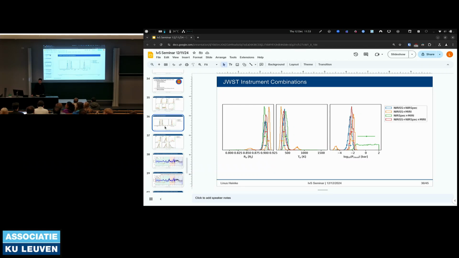Any more questions? Thanks for the talk. If I understood it correctly, there can be quite some time between observing the different spectra. So I was wondering, could something in the atmosphere of the planet change over that period of time, and could that affect your fits, or do we not expect that?